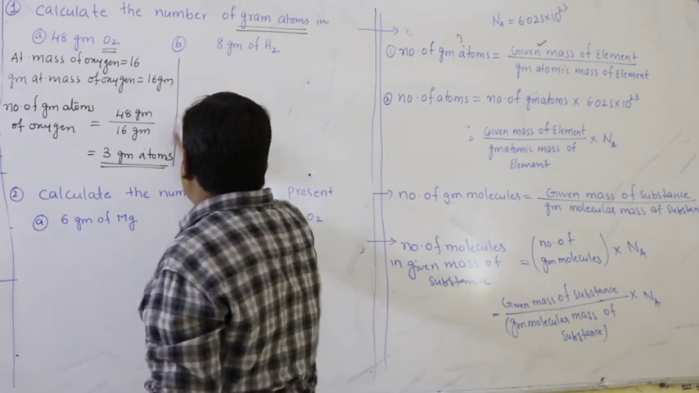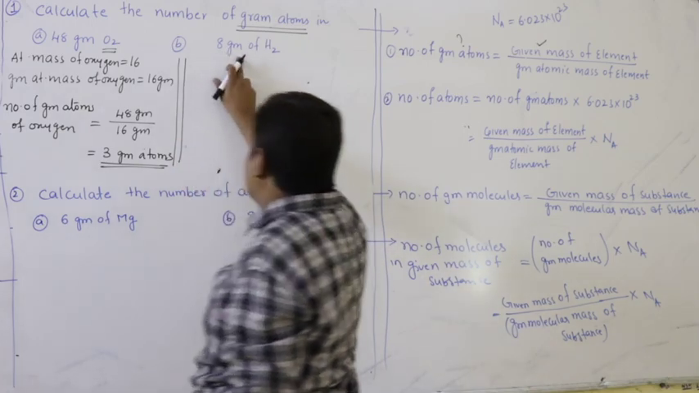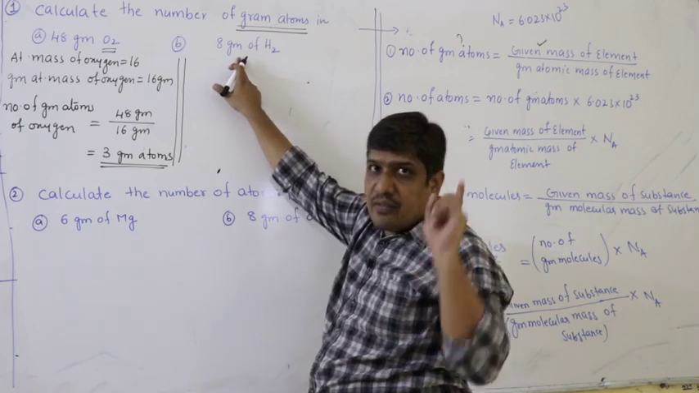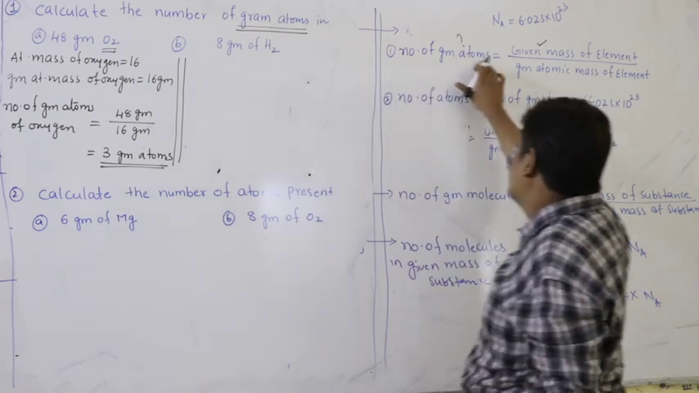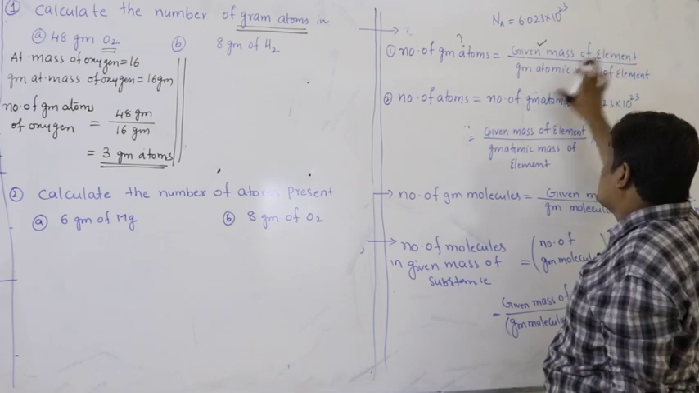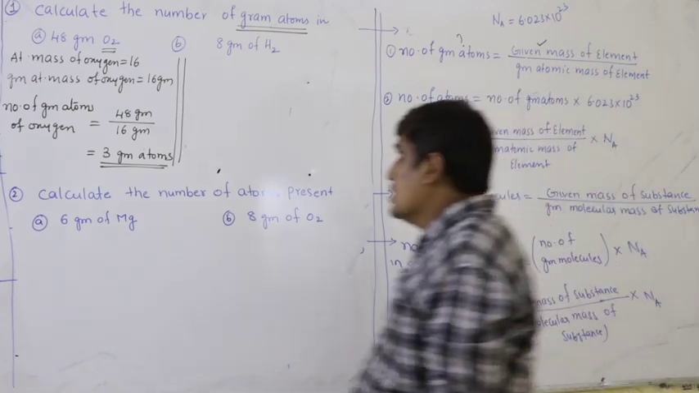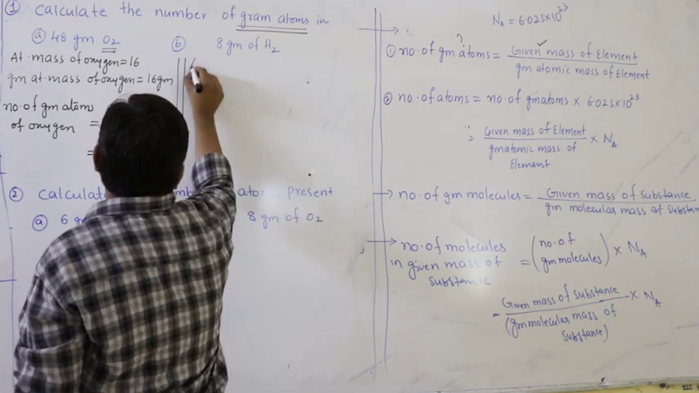Same procedure. Weight is given: 8 grams of hydrogen we have. We have to find the number of gram atoms. How do you find the number of gram atoms? Given mass of the element by gram atomic mass. So what is the atomic mass of hydrogen?